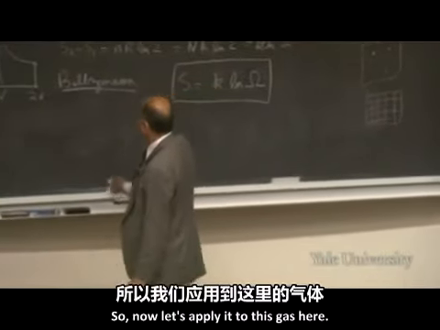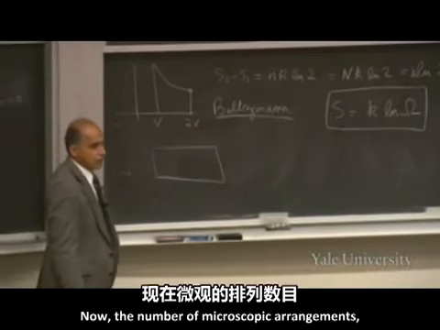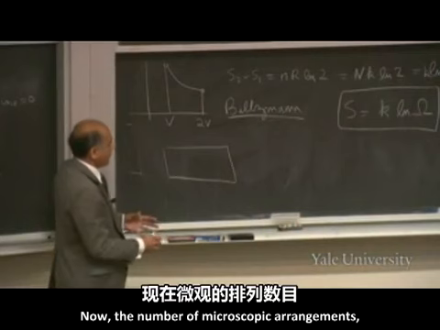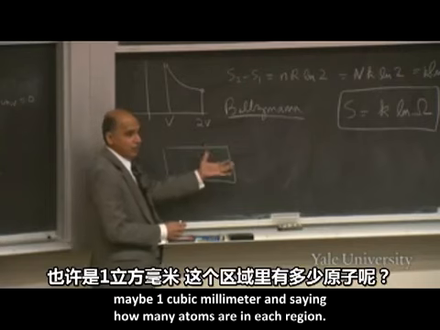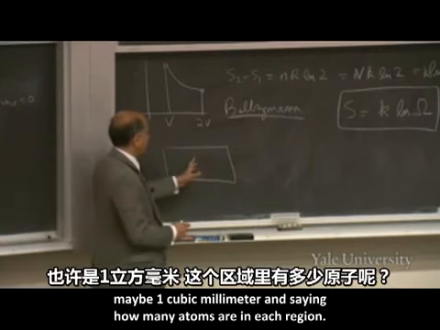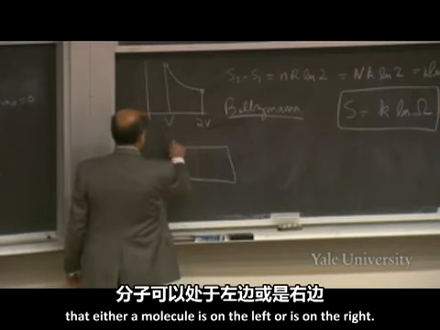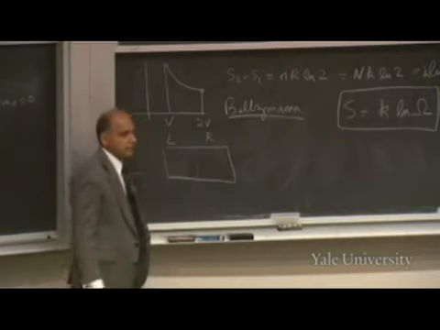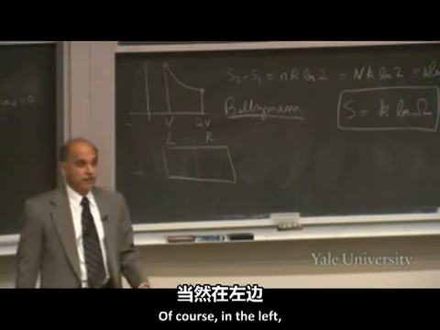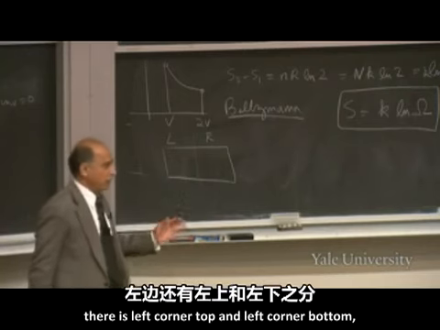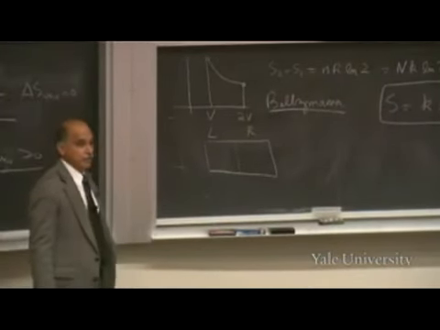So now let's apply it to this gas here. Now, the number of microscopic arrangements, if you really want to get down to it, requires dividing the box into tiny little cells, maybe 1 cubic millimeter, and saying how many atoms are in each region. But we're going to do a crude calculation in which we'll only say the following. Either a molecule is on the left or it's on the right. We are saying these are the only two positions open to the gas, left or right. Of course, in the left, there is a left corner top and left corner bottom, but don't worry about it. Just say there are only two things it can do.